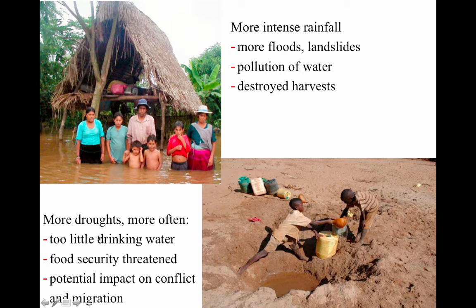But on the other hand, in different parts of the world, this can actually create more droughts by making the land hotter. So you're talking about areas that are already arid or semi-arid could be made even drier. You wind up with too little water for drinking. Food security is threatened, meaning people will not have access to enough food. And the potential impact on conflict and migration. If areas start to run out of water, people will start to move in large quantities from the dry areas to the wet ones, and they're not always welcome when they get there.